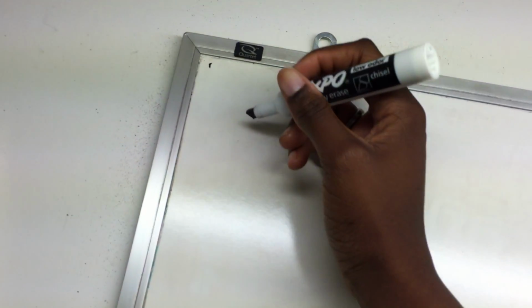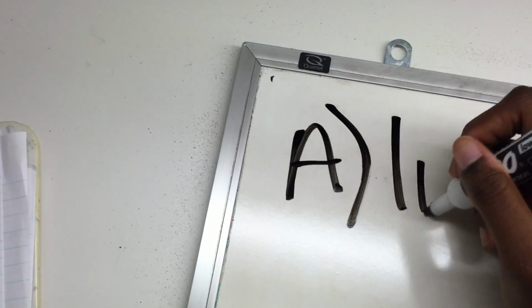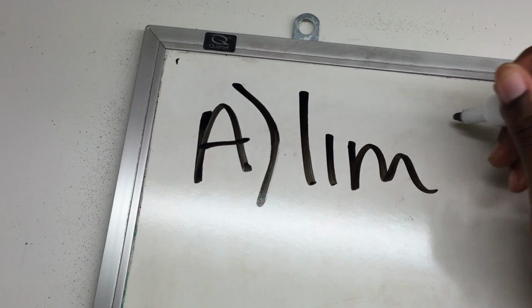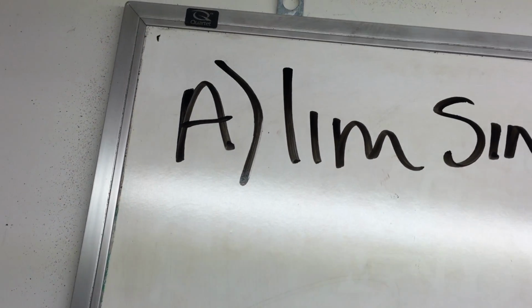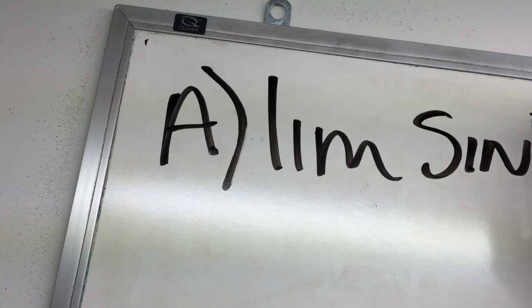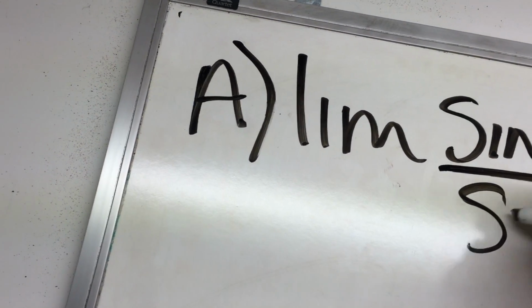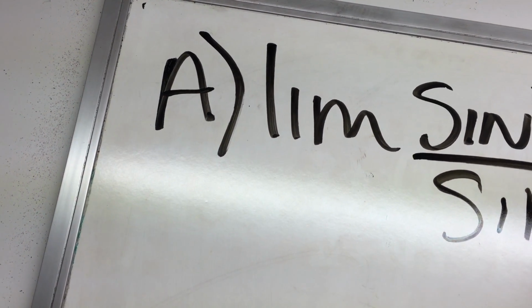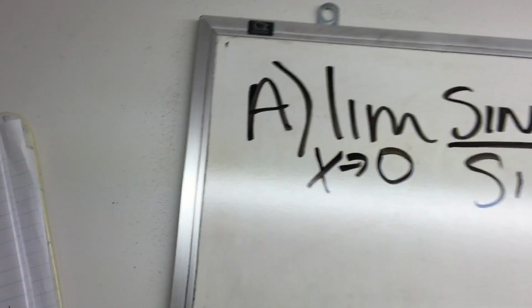So first I'm going to be doing A, and A is the limit of sine of 5x over sine of 4x as x approaches 0.